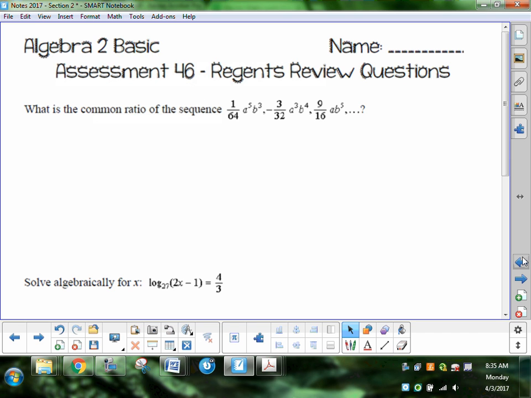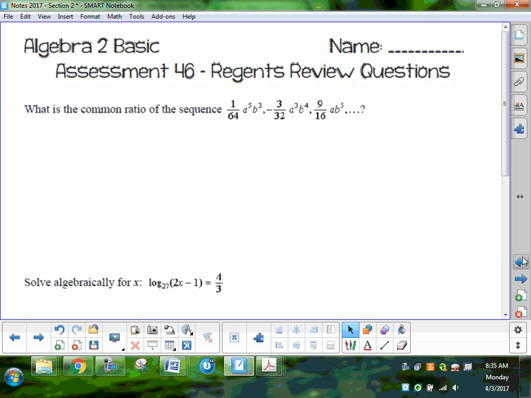Test today because we need to get in a good spot for tomorrow. Take a look at what's up there. Let's start off, please, with the first question from Assessment 46. Taking a look at what's up there, how would we figure out, Grace?